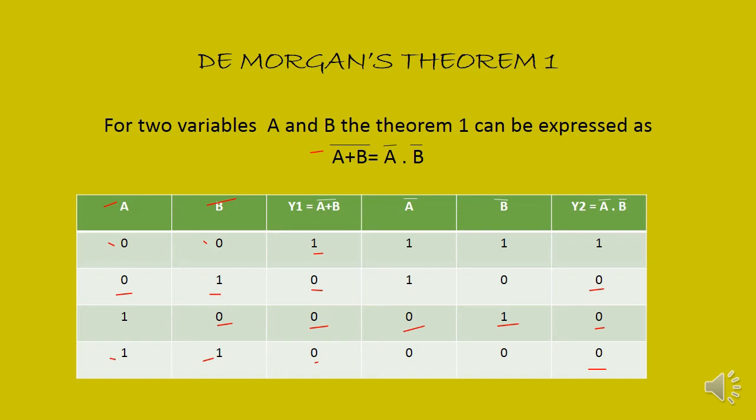If we prove this truth table using a circuit, then we can prove the first law of De Morgan's theorem. So in the next slide, we will see how we prove theorem 1 using a circuit.